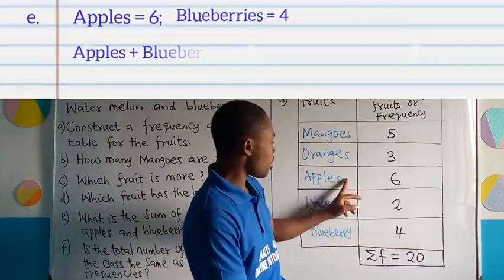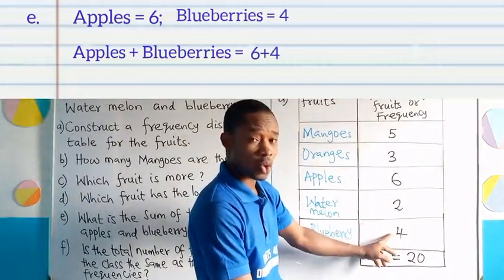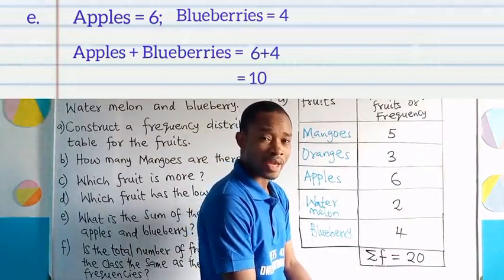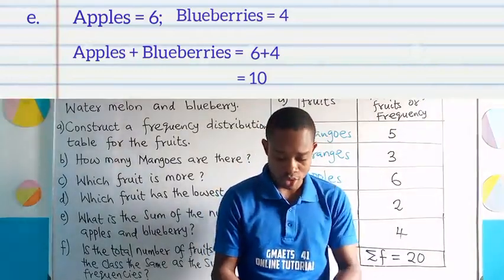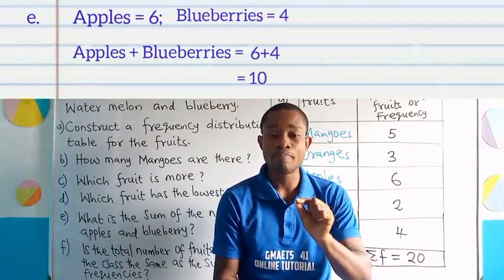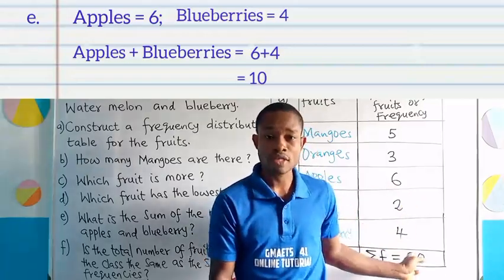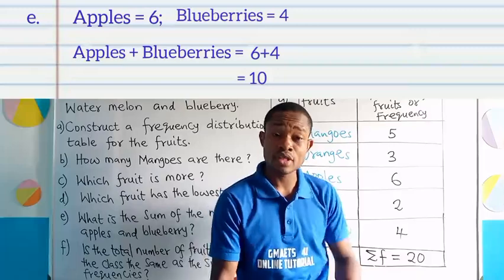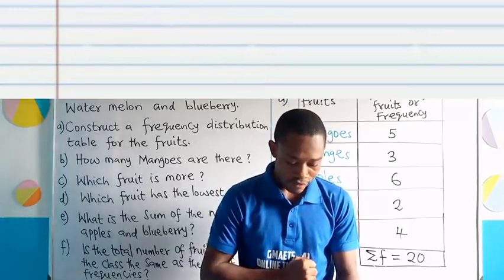Okay. So for the sum of the number of apples and blueberries, we are going to add 6 to 4. 6 plus 4 is equal to 10. Good. So what Mr. So-and-so asked me to do here, the sum of the number of apples and blueberries, is equal to 10. Just simply 6 plus 4. Number of apples, 6, plus number of blueberries, 4. You get 10. Okay, we are moving on.